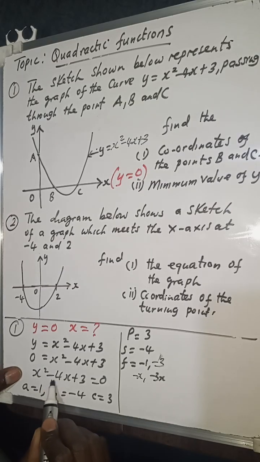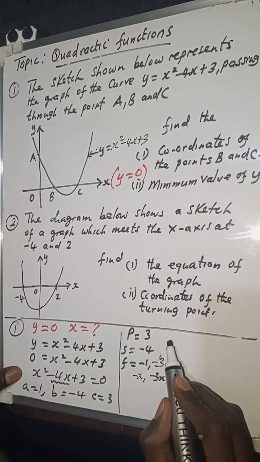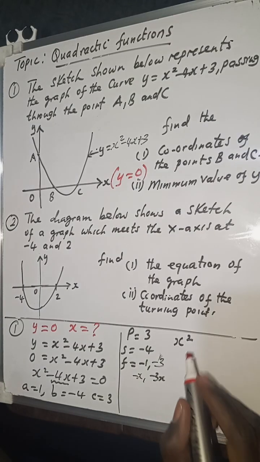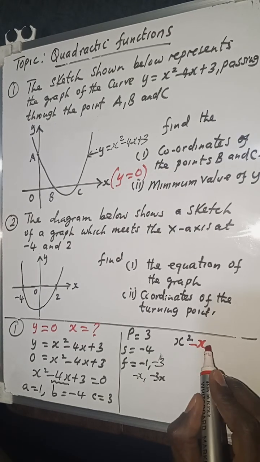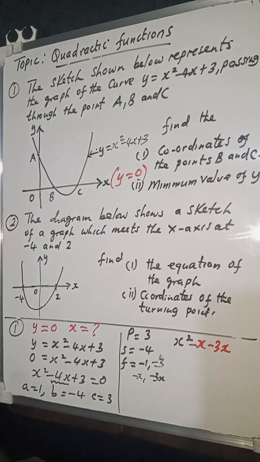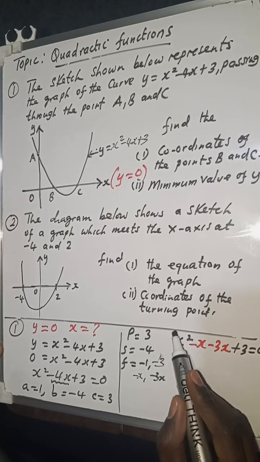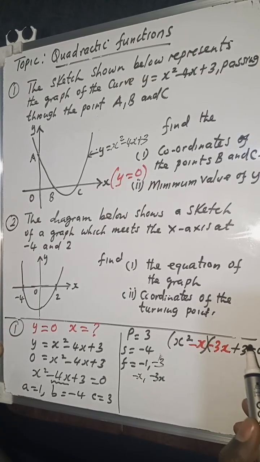We now replace the middle term and factorize. So it will be x squared, and we replace the middle term: minus x minus 3x. Then again, we bring in the last one, which is plus 3, is equal to 0. So you group them and you factorize.